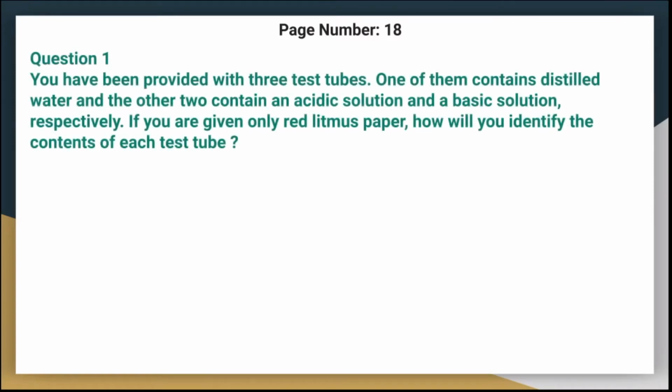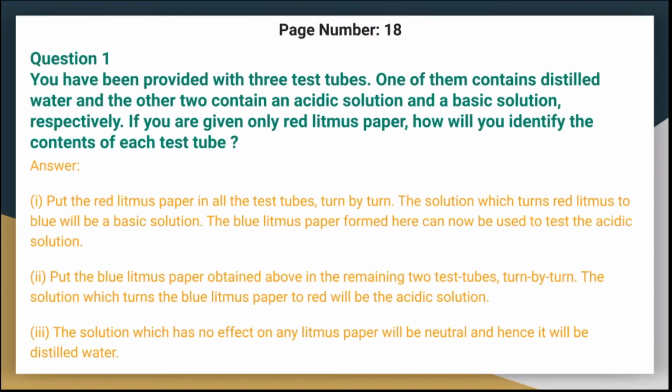First question is, you have been provided with 3 test tubes. One of them contains distilled water and the other 2 contain an acidic solution and a basic solution respectively. If you are given only red litmus paper, how will you identify the contents of each test tube? Answer is, first of all, put the red litmus paper in all the test tubes turn by turn.